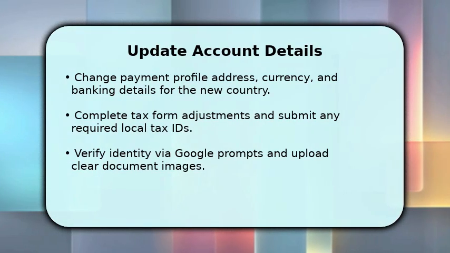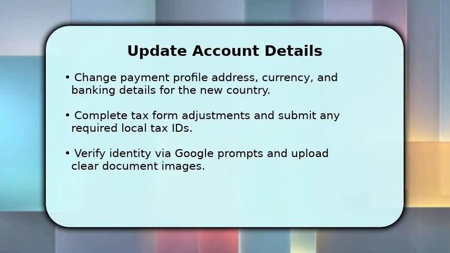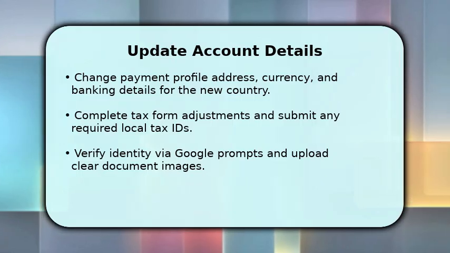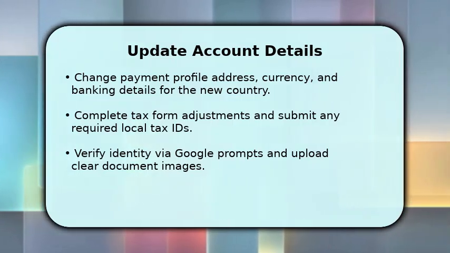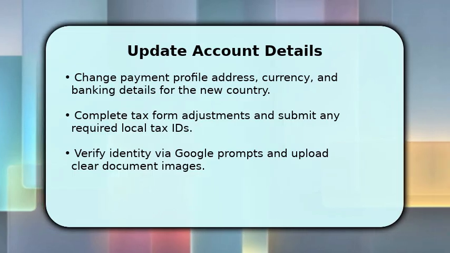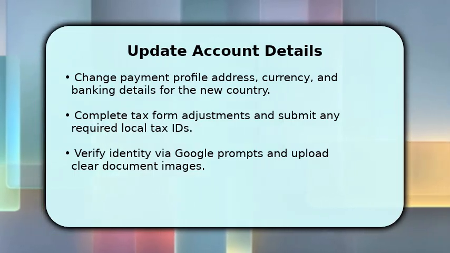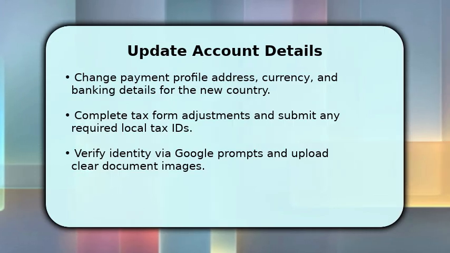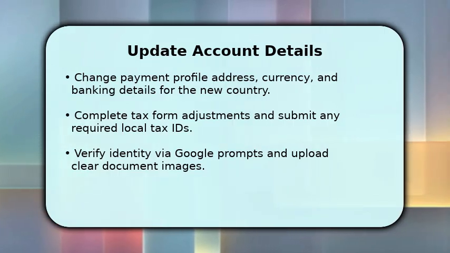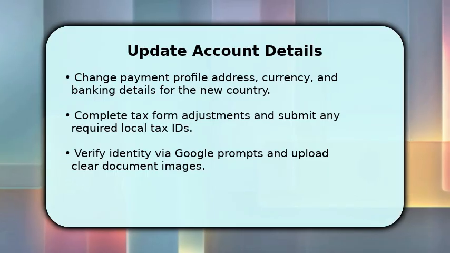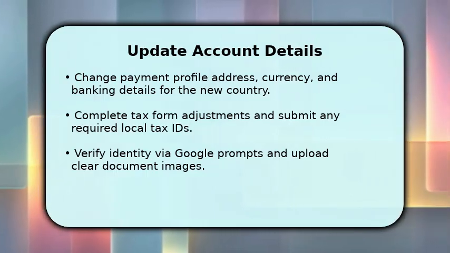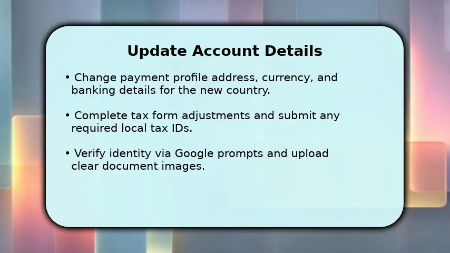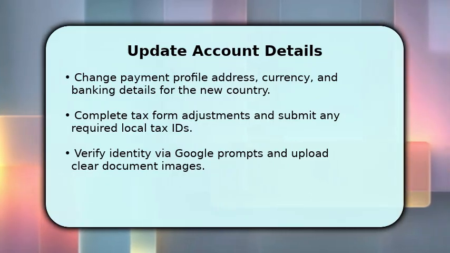Once the new payment profile exists, switch your primary profile to that country in Payments Manage Settings. Update bank account details to a local bank that accepts the chosen currency. Mismatched banks cause declines. Then update tax information, select correct treaty status, and provide local tax ID. This affects withholding. You may need to re-verify identity via phone or upload a utility bill.